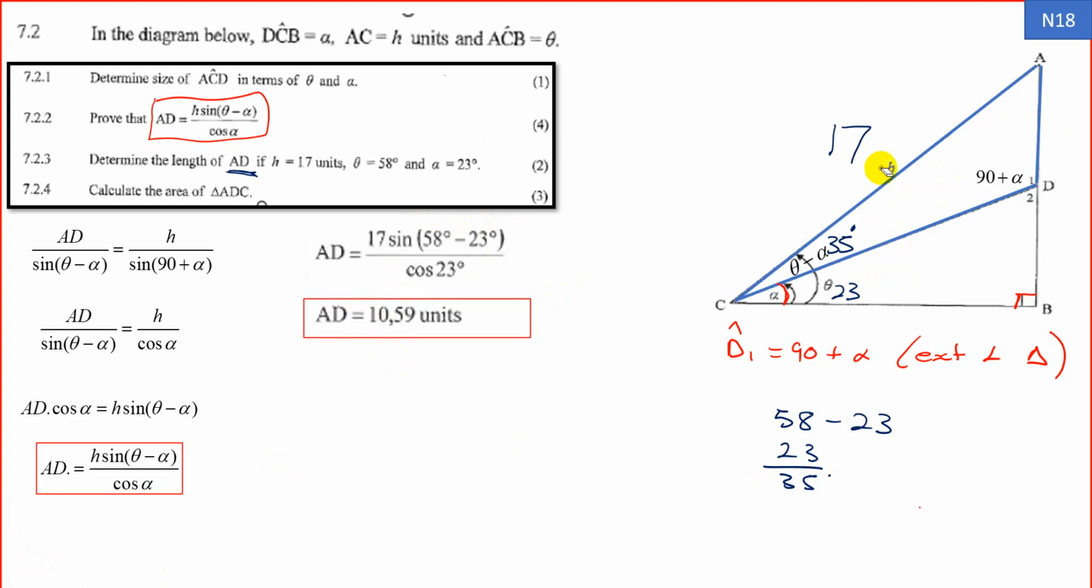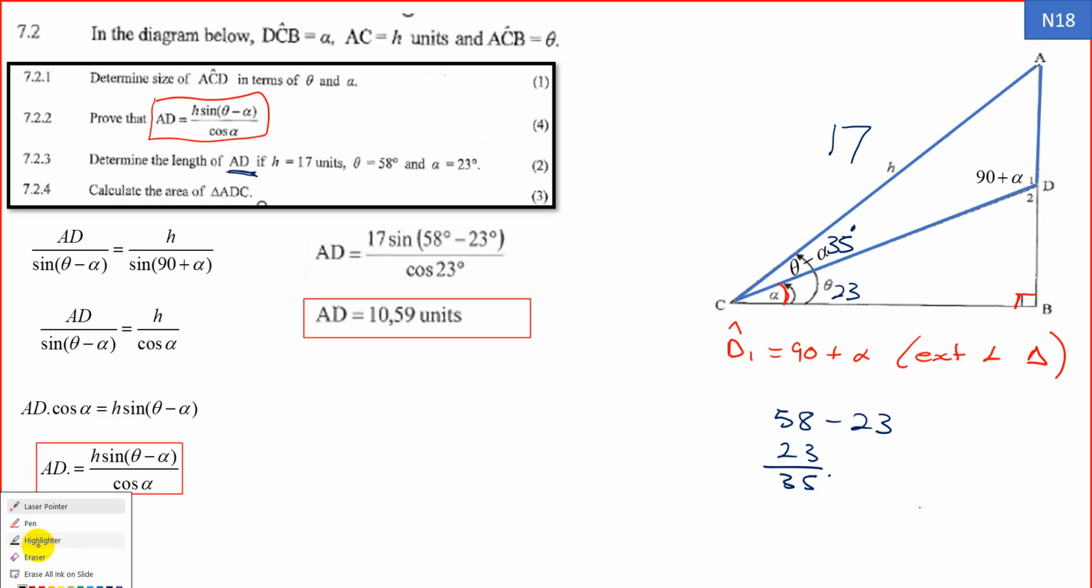I just want to clear my diagram out. Next question we have is to calculate the area of triangle ADC. If we're looking at ADC, and to find the area of that triangle, we're going to use the area rule.